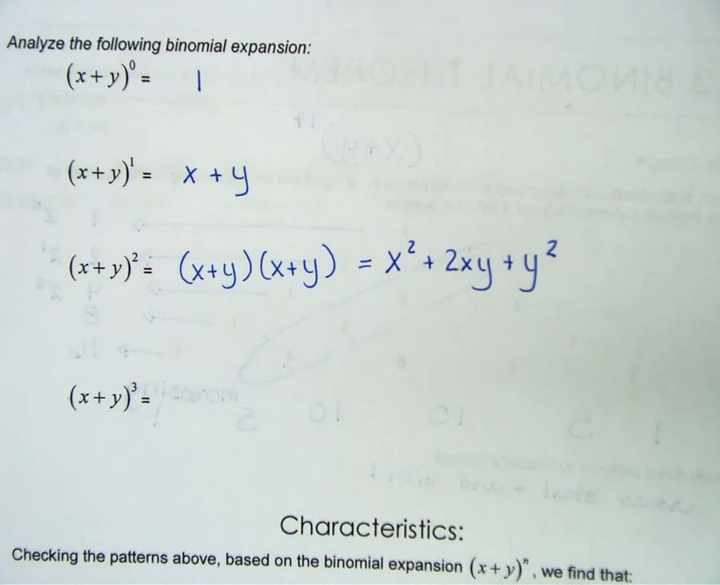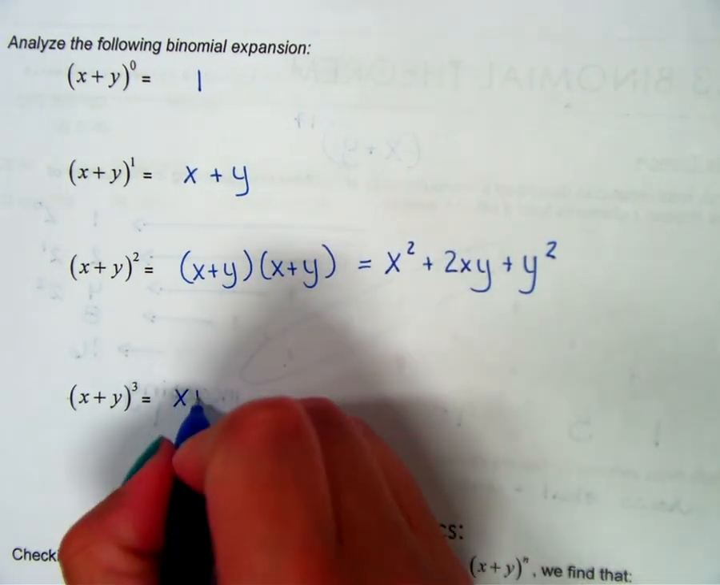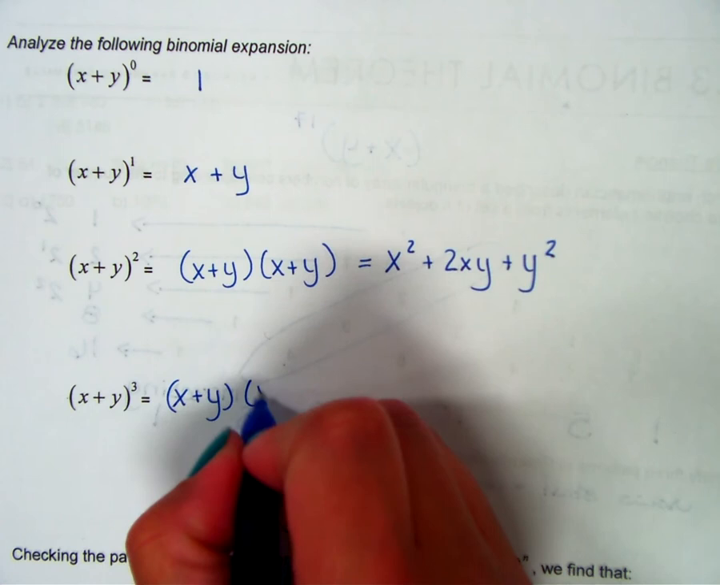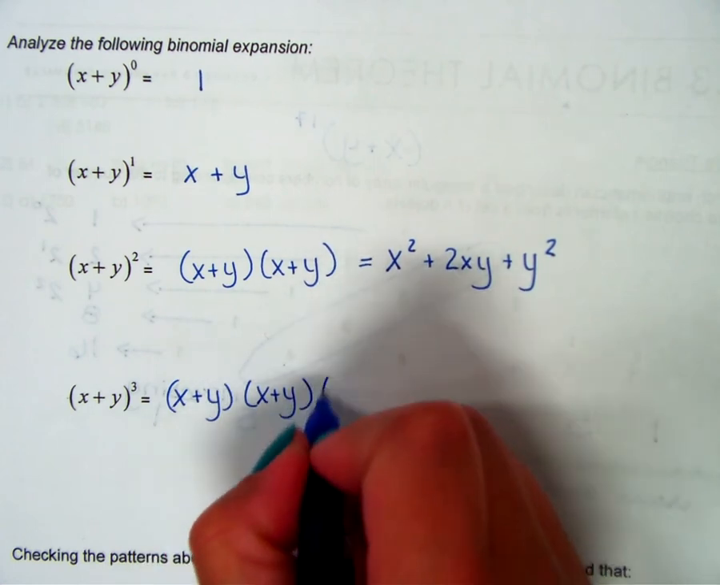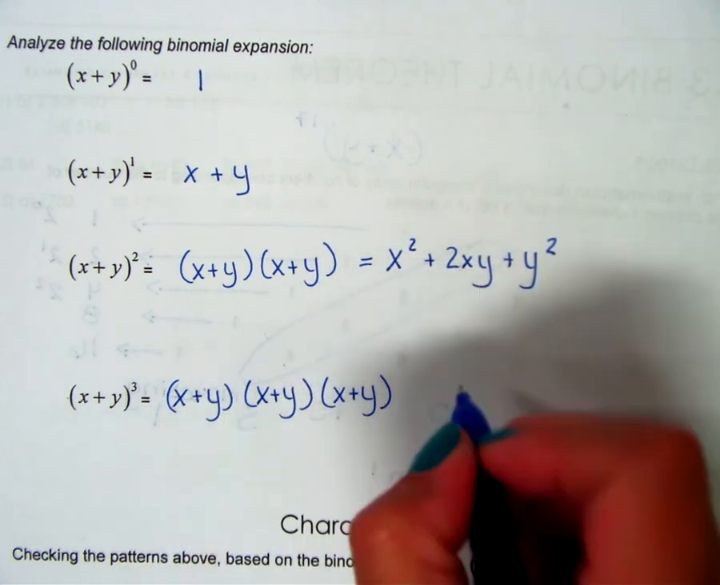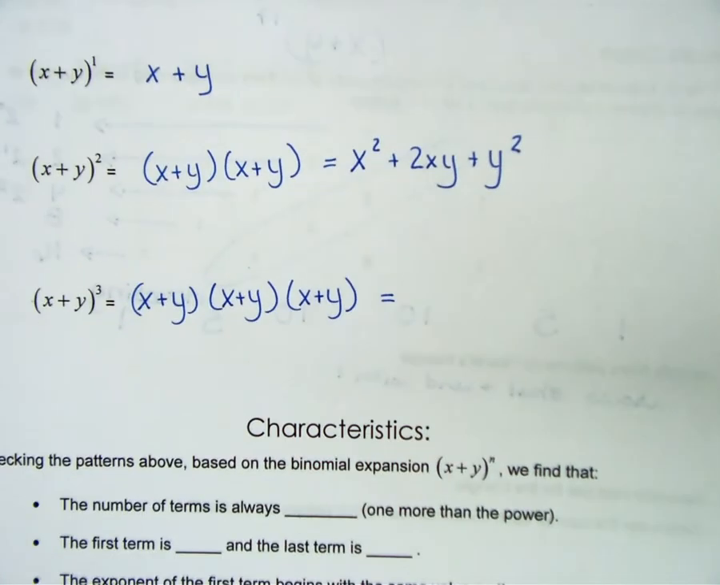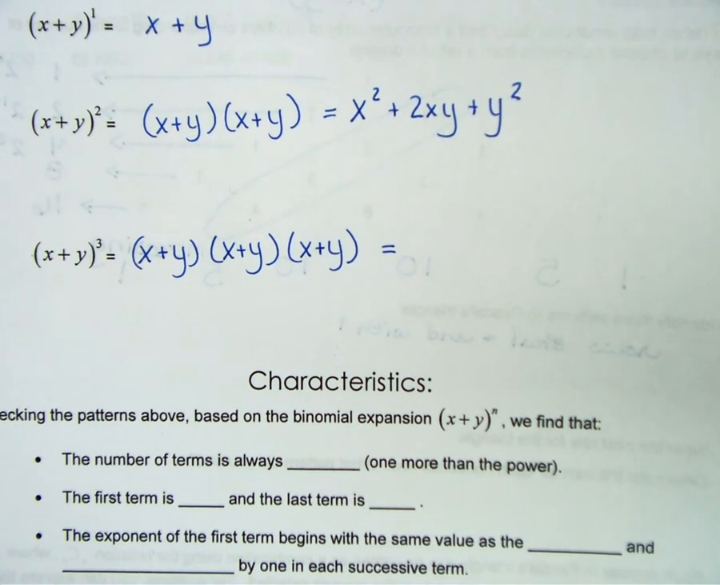Okay, so the next one is going to be x plus y times x plus y times x plus y. Are you guys okay with that blue pen? Can you see it okay? Yeah. All right.